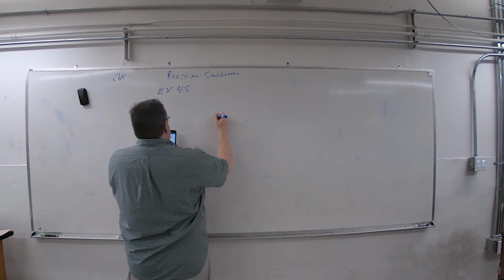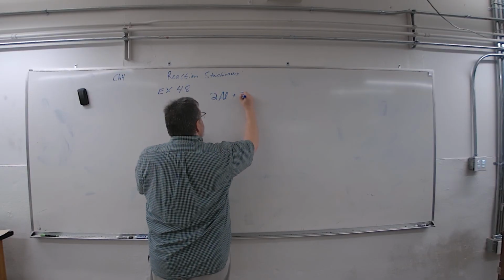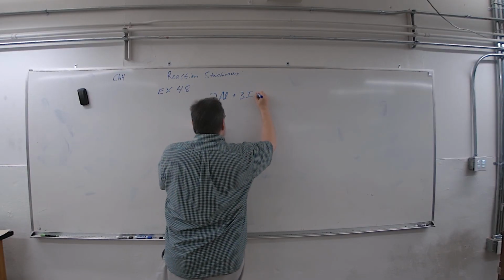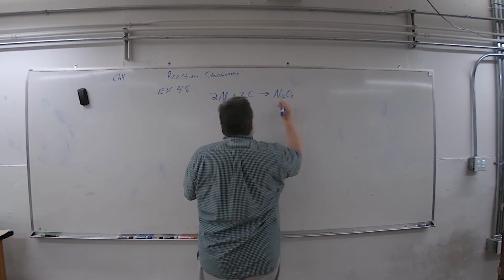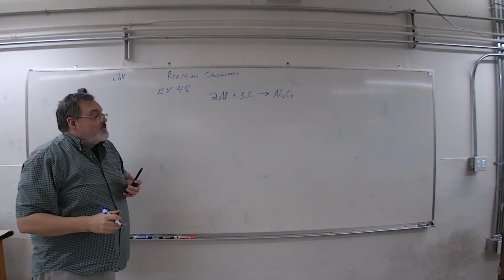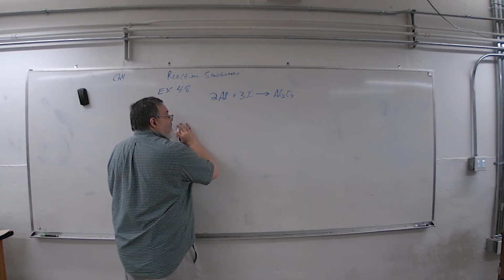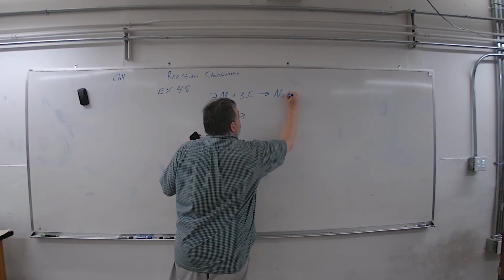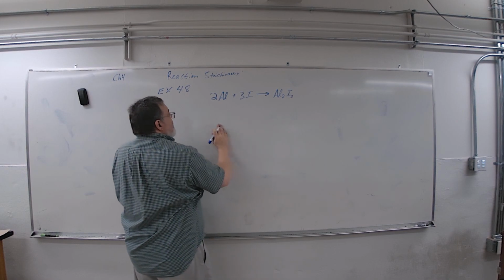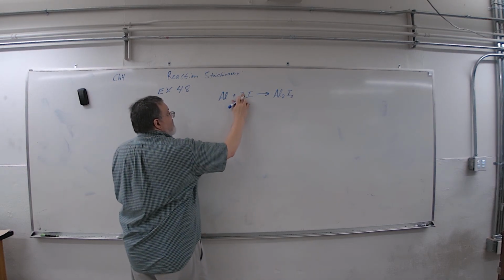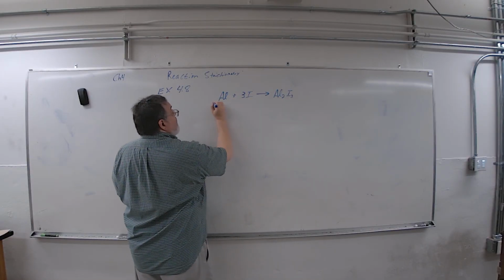But let me just say something about this first. 2 aluminums, 3 iodines, makes Al2O3. So the idea of balancing a reaction is there are 2 aluminums over here, that means there have to be 2 over here. It's I3. There are 3 iodines over here, that means there has to be 3 here. If I told you to balance it, that means I can give you these, and you have to figure it out. This one actually would be very easy to figure out.